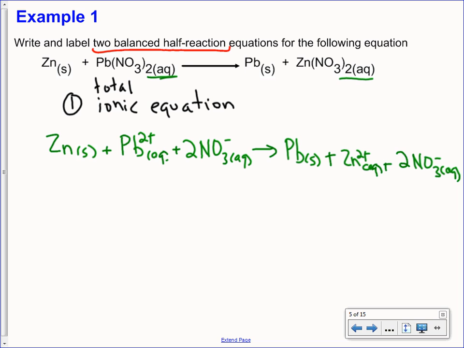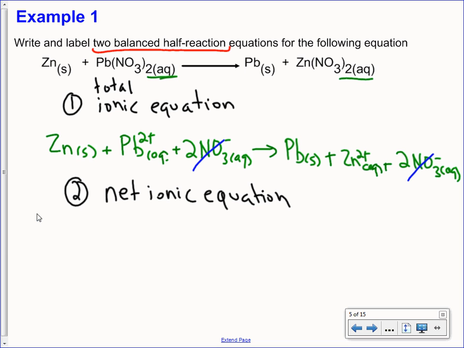The next thing that we need to do, once we have our total ionic equation, is come up with our net ionic equation. So for our net ionic equation, we have to remove anything from our total ionic equation that is a spectator ion. So anything that is the same on the product side and reactant side, we have to remove. So in this case, the only thing that is similar is going to be our nitrate ions. Everything else is going to be different.